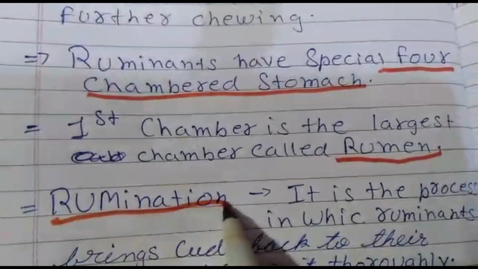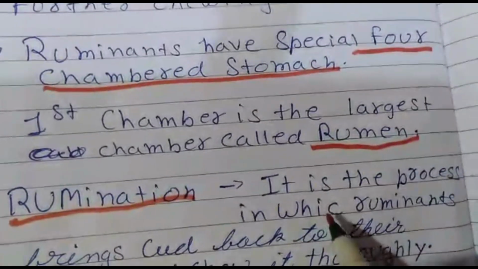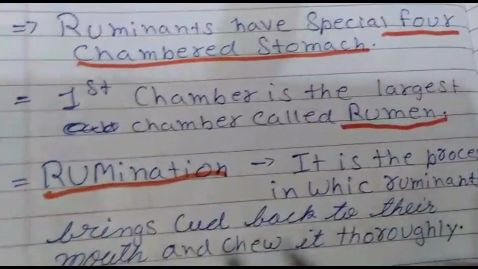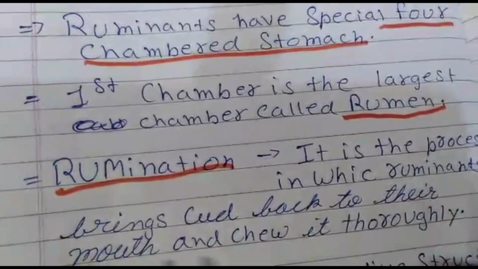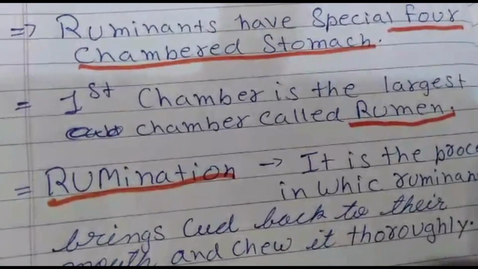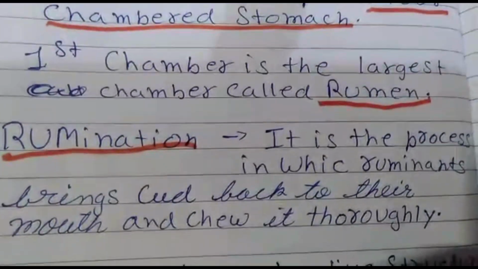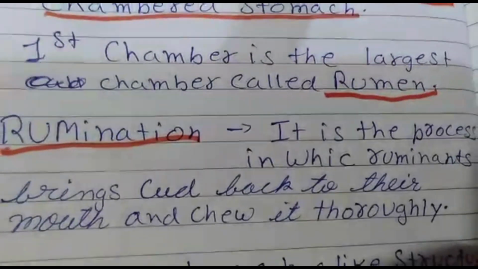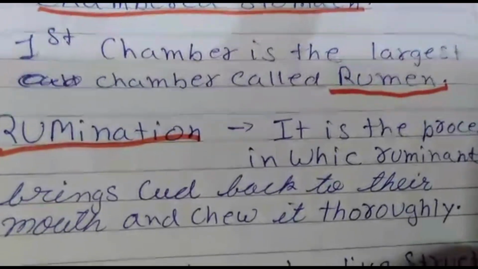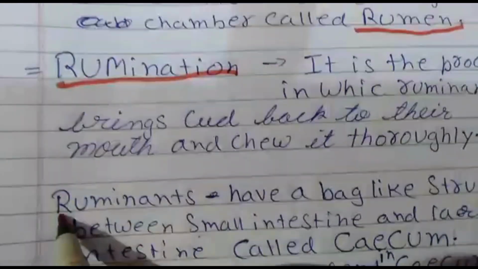Rumination. What does rumination mean? It is the process in which ruminants bring food back to their mouth and chew it thoroughly. So rumination is the process by which the ruminants bring food back to their mouth and chew it thoroughly.